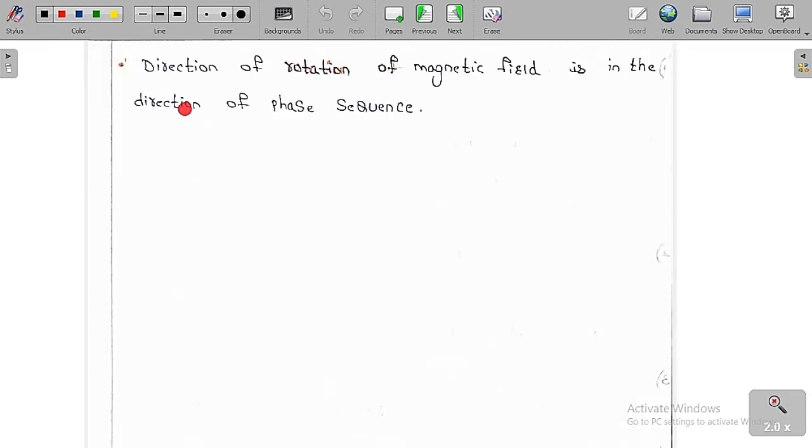As I have already told you, the direction of rotation of the magnetic field is in the direction of the phase sequence. So whatever the direction of the phase sequence is, that is the direction of the rotating magnetic field.